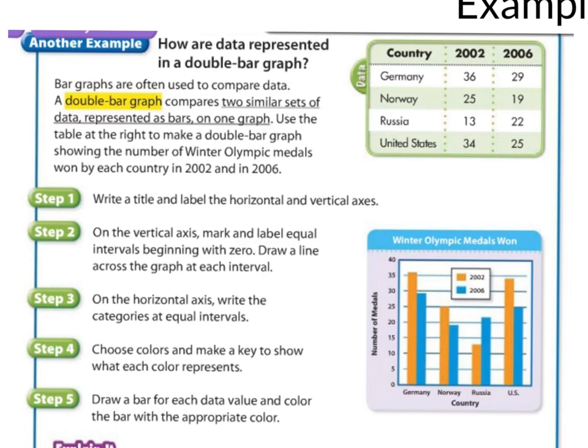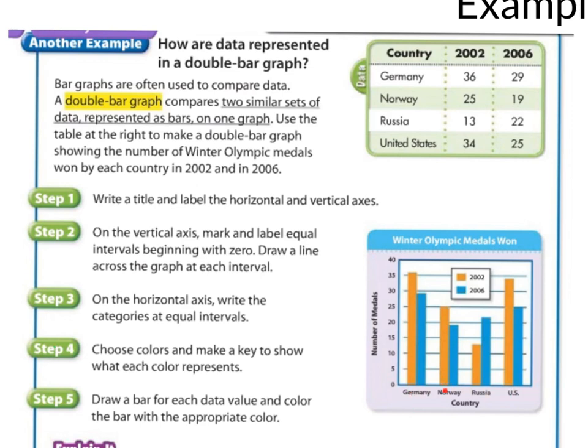Then, if you're using notebook paper, you're in a good position. If you're not, you can cut out a little bit and put it in your notes. But I'm going to count from the title. I'm going to go 1, 2, 3, 4, 5, 6, 7, 8 lines down, and then put a line, and then sideways write number of medals. And then sideways, we're going to put the countries: Germany, Norway, Russia, and the US.